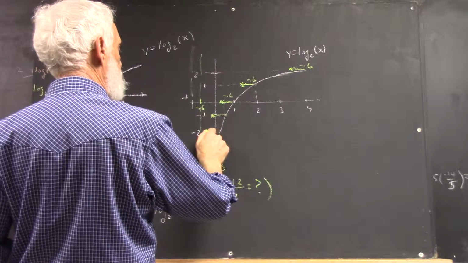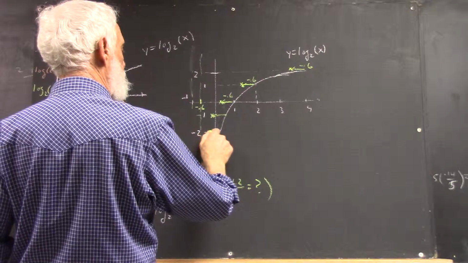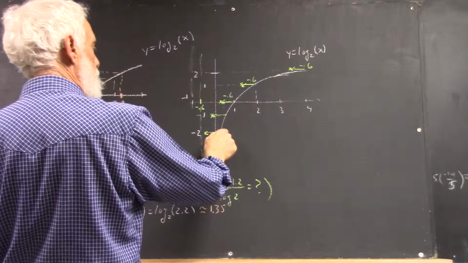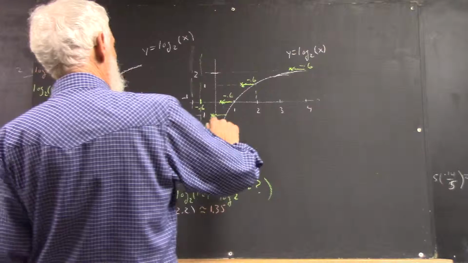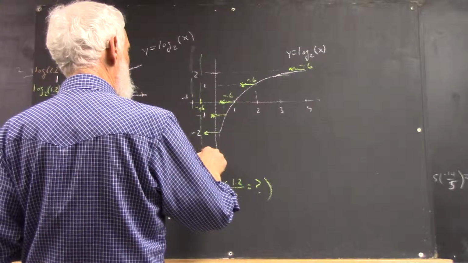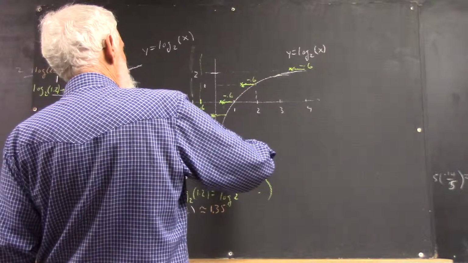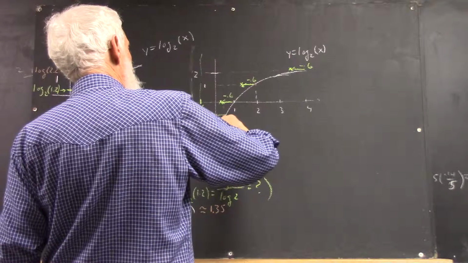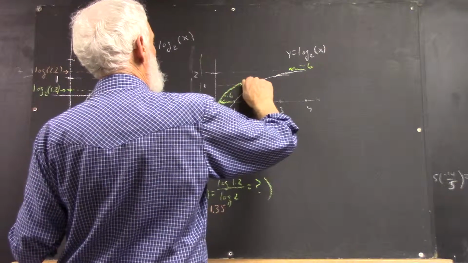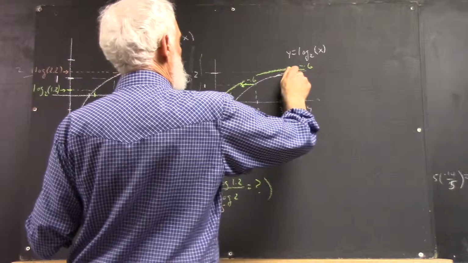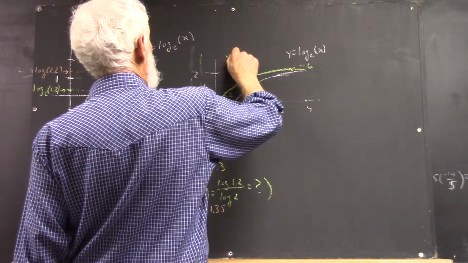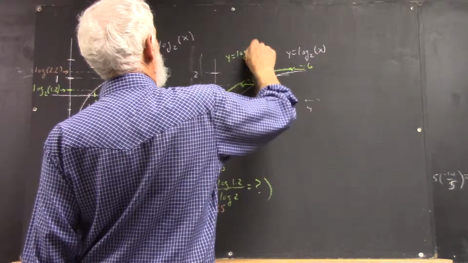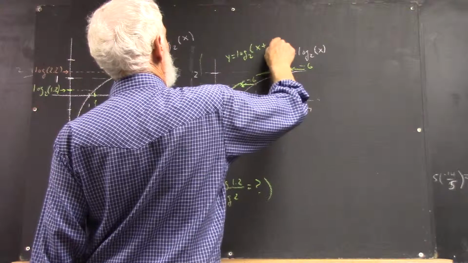And the x equals 1/4 point will shift all the way over to here. And my graph will be asymptotic to this line, so that my graph is going to probably look something very much like this. Okay? So now I have a graph of y equals log base 2 of x plus 0.6.